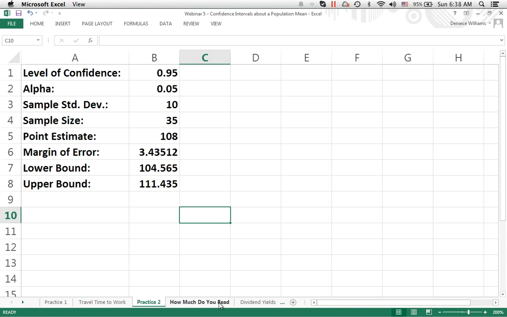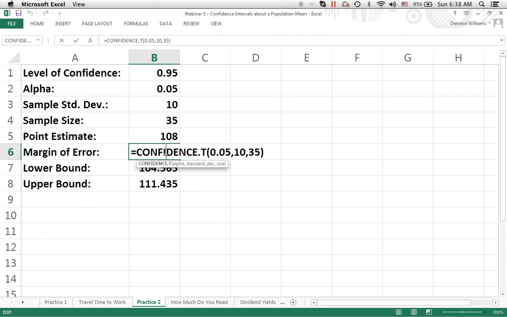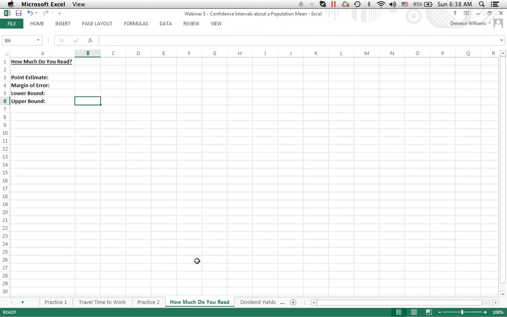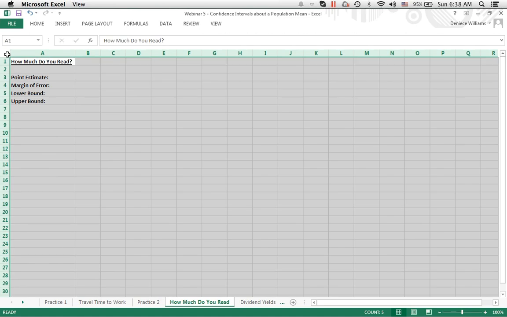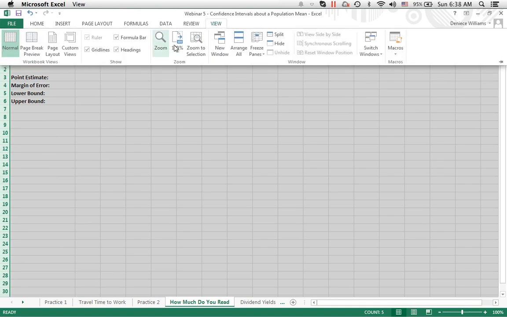Now let's go ahead and keep it going. Again, let me show you the formula just to make sure. CONFIDENCE.T, the alpha, the sample standard deviation, and the sample size. Move on to the next.